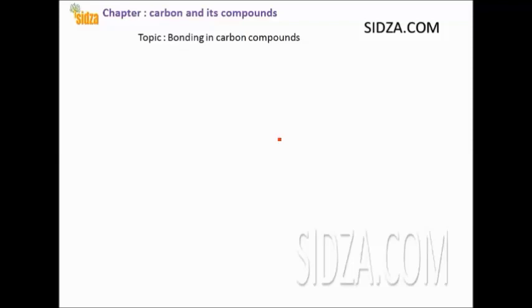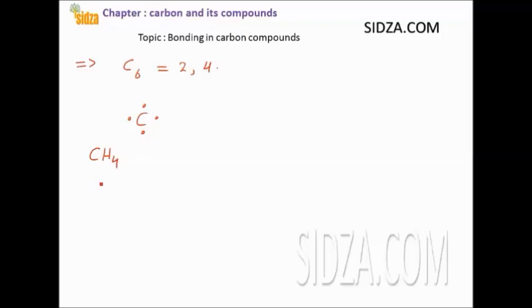Similarly, now let's look at carbon. Carbon with atomic number 6 has the electronic configuration 2 and 4. So carbon has 4 electrons in the valence shell. It can share the 4 electrons to complete its octet. It will not lose electrons, it will not gain electrons, so it will do the sharing, and covalent bonds will be formed.